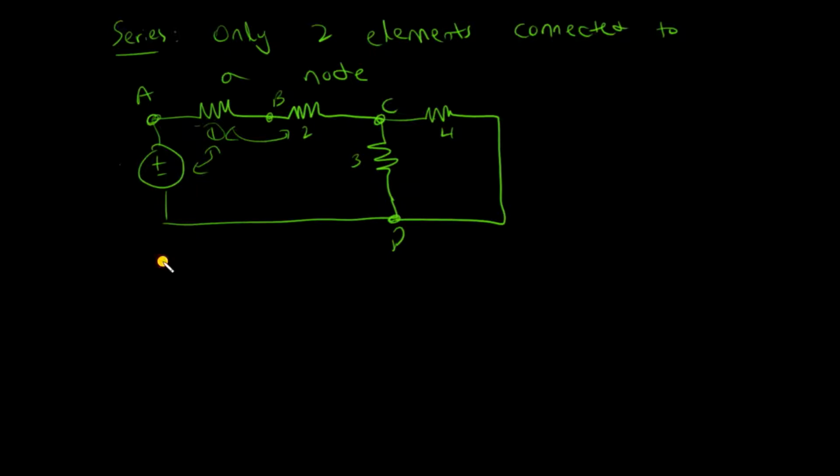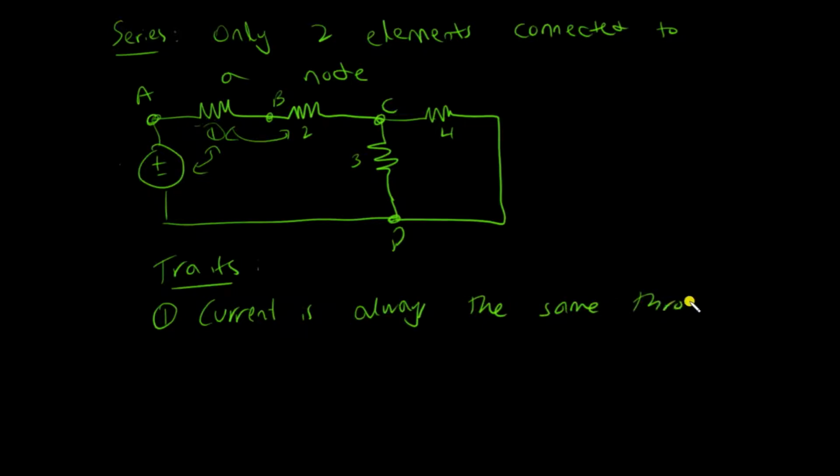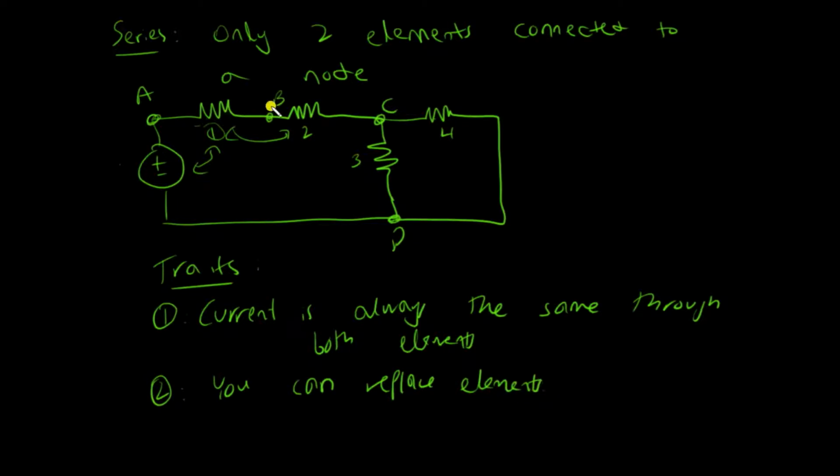Now, the traits of a series configuration. The first one is that the current is always the same through both elements. The second thing which would come in handy sometimes is that you can replace elements in series. For example, if resistor 1 and resistor 2 are in series, I can draw the circuit by putting resistor 2 here and resistor 1 here. You can just interchange their places and it would make no difference to the circuit because they are in series.